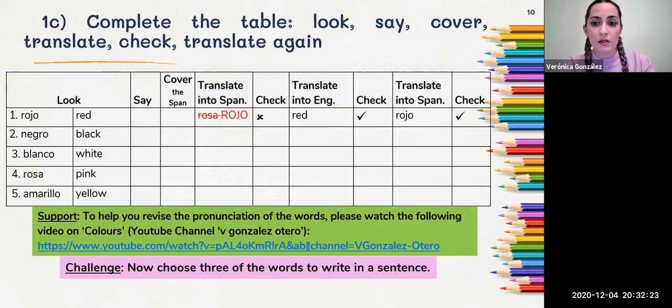So it's a look, say, cover, translate, check, translate again. So students would have the words in the target language on the left-hand side, followed by the translation into English. Then they would say the word, cover the Spanish and translate into Spanish. So imagine this student has written rosa for red. Then he or she would check, see rojo, copy the right answer, then translate it into English, fold the page in half, and then translate it again into Spanish and check again.